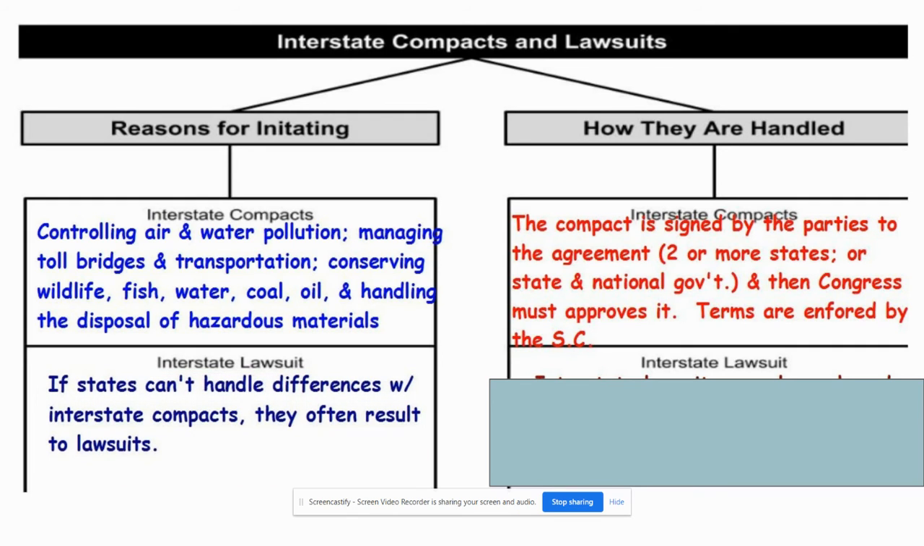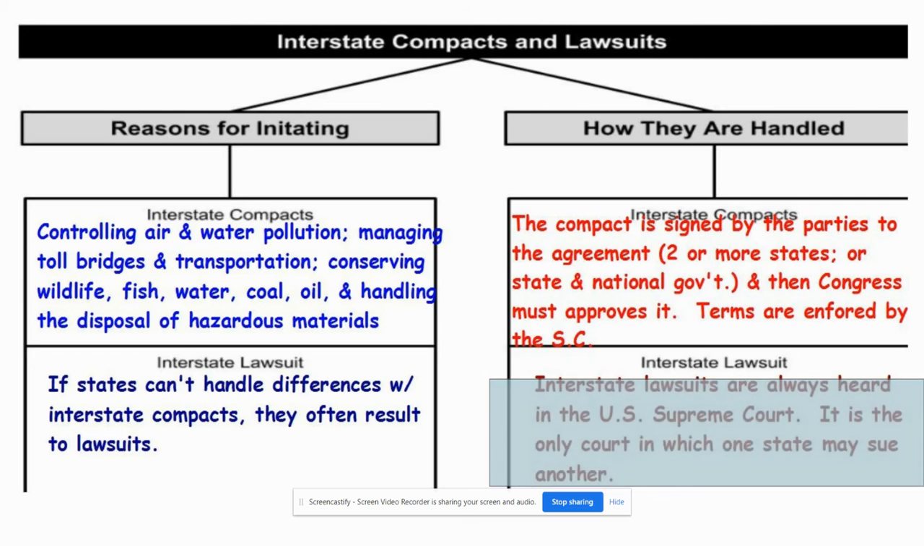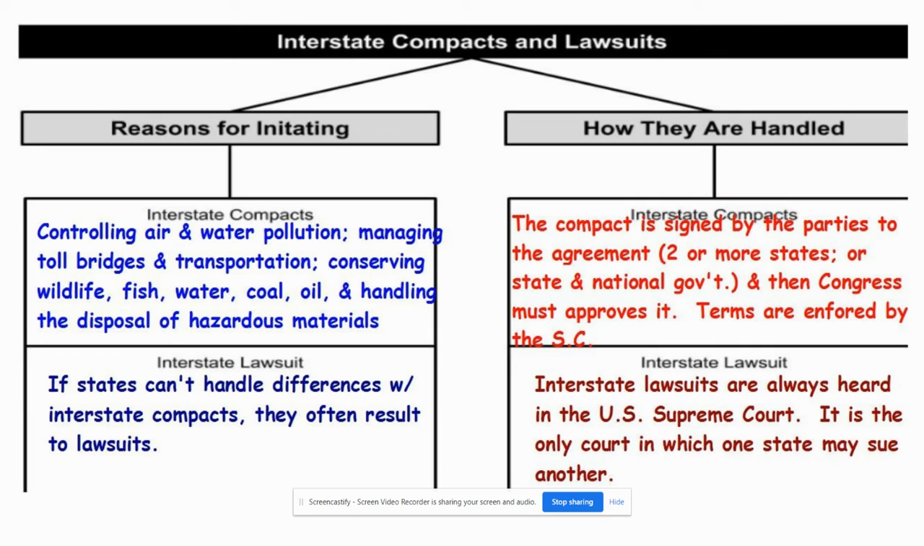All right, when we talk about interstate lawsuits, if states can't handle the differences within the interstate compacts, what will often happen is a lawsuit. And interstate lawsuits are always heard by the U.S. Supreme Court. Okay, that's really the purpose of the court, to be the fair grounds to have these cases heard. But it is the only court in which one state can sue another, and hence that's why we have to have these heard in the Supreme Court.